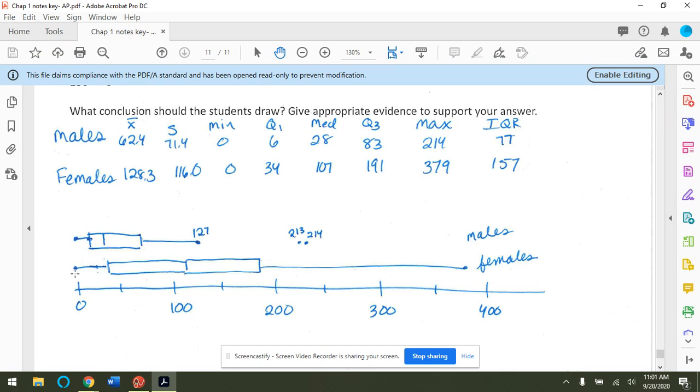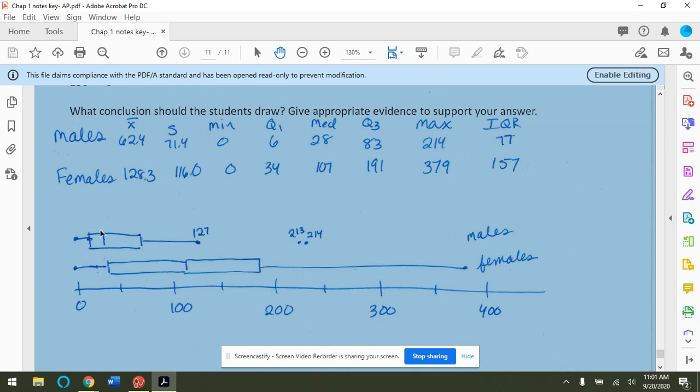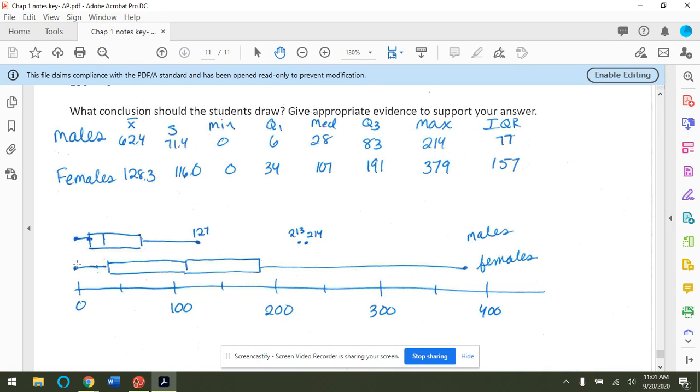Okay, the lowest quarter of females is pretty much the same value as, it's actually higher than the lowest 50% of males. So this is half of the guys right here. Oops, this is half the guys, and this is only a quarter of the girls. This is half of the girls. This is 75% of the guys, right? Any of these things could be good sentences. You need to compare the centers. You need to compare the shapes. You need to compare the spreads.